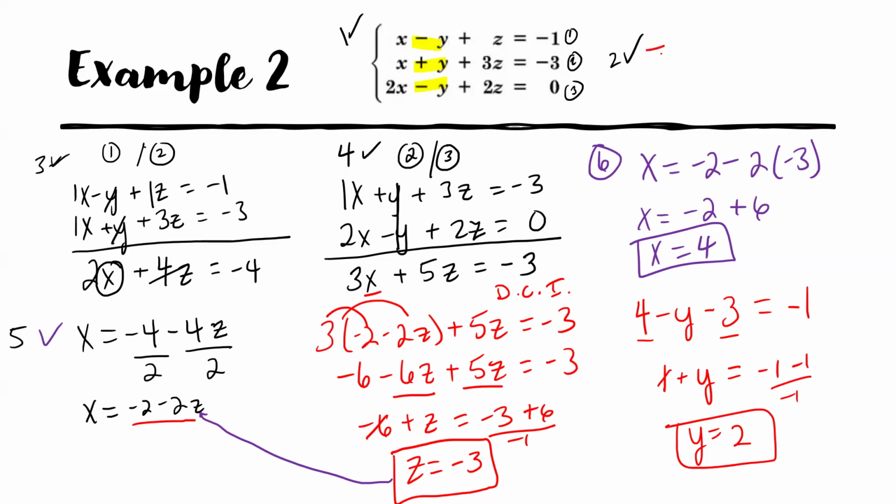So step 7 is writing it as a solution set. So what is my solution set? 4, 2, and -3. It's always going to be x, y, and z.